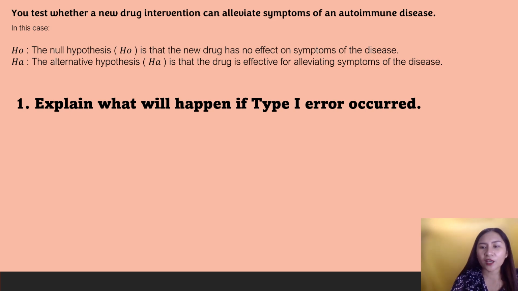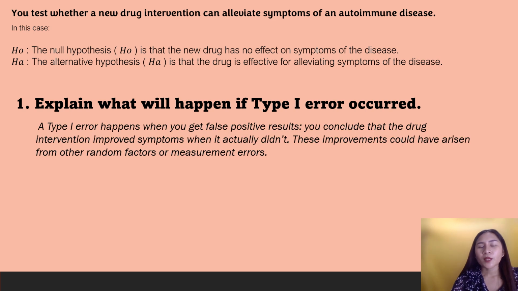Anthony, you were raising your hand. Type 1 error happens when you get false positive results. You conclude that the drug intervention improves symptoms when it actually did not. These improvements could have arisen from other random factors or measurement errors.